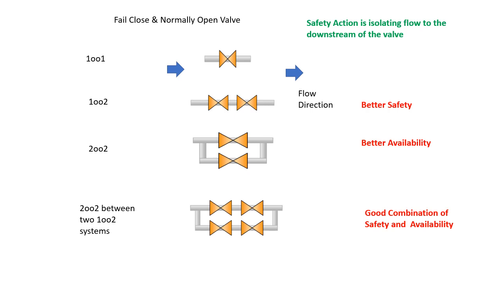Now you will see that by only seeing the way these valves are physically laid out, we cannot conclude whether this is a 1 out of 2 system or 2 out of 2 system. It depends on the failure action of the valve, and also the normally open or normally closed condition of the valve, right? So we will see from another example.